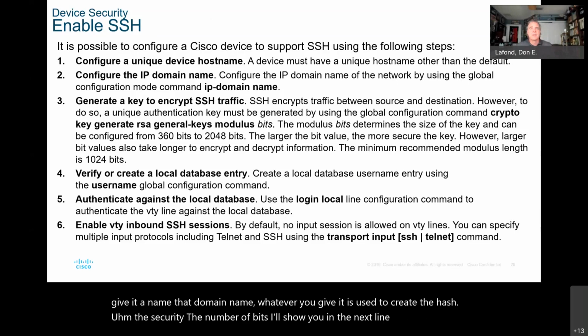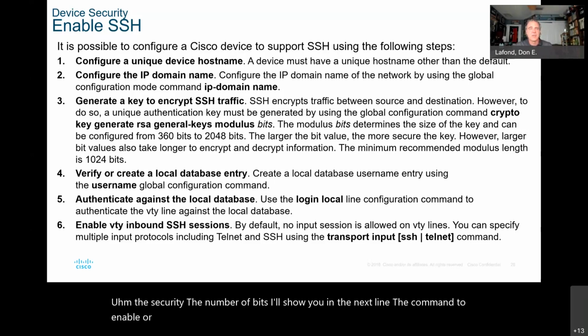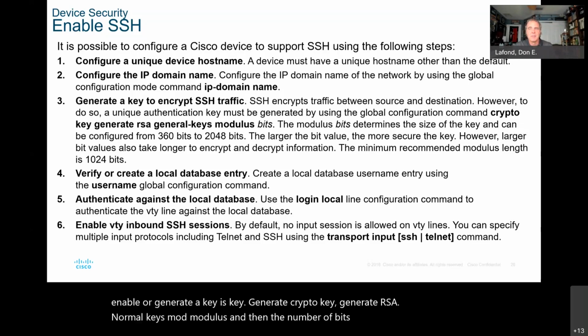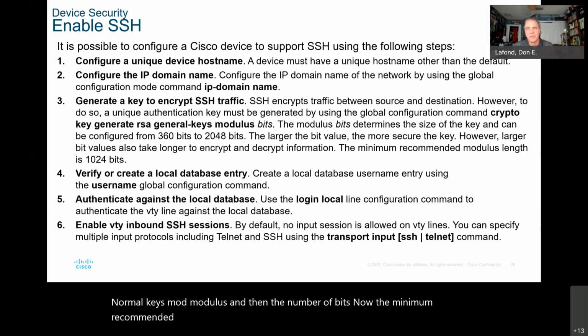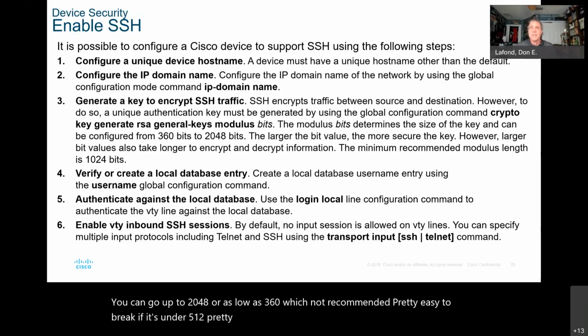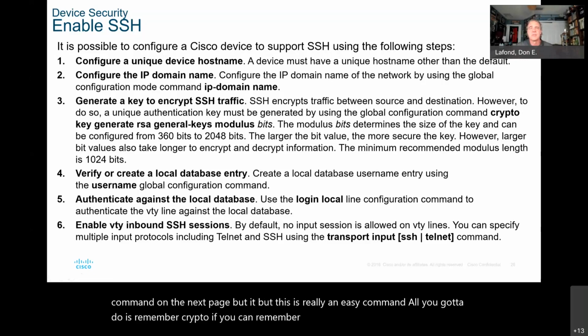The command to enable or generate a key is crypto key generate rsa general-keys modulus, and then the number of bits. Now, the minimum recommended modulus length is 1024 at this point. You can go up to 2048 or as low as 360, which is not recommended. Pretty easy to break if it's under 512. Pretty easy to break at 512. So anyway, I'll show you the command on the next page, but this is really an easy command. All you gotta do is remember crypto. If you can remember crypto when it comes to SSH, then you are fine, because you type crypto ?